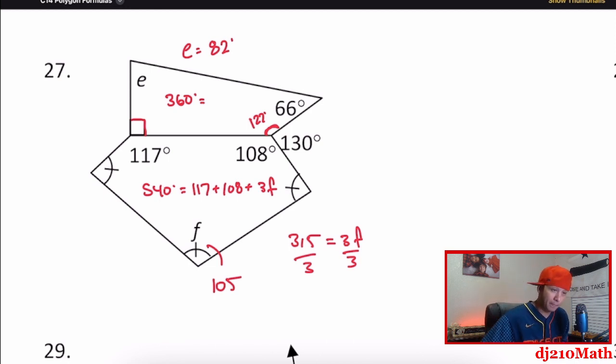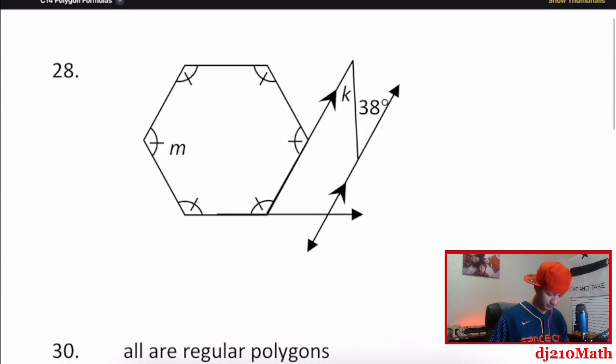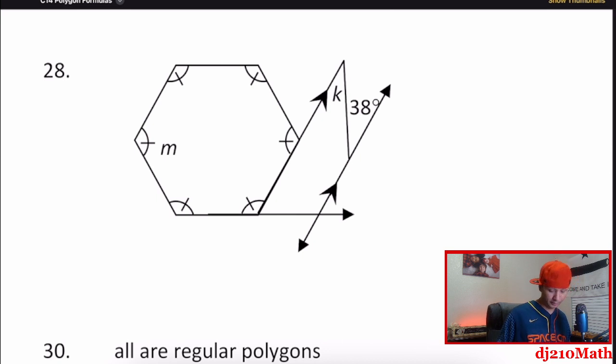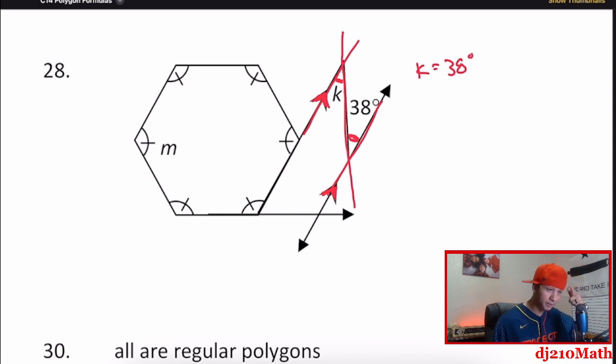I know it went fast, but it's the beauty of the pause button. Okay, K is fun, right? K is fun because we have these arrows that represent that they're parallel. So here are two parallel lines cut by a transversal, and we know that alternate interior angles are congruent. So K is equal to 38 degrees, right? No math involved, just logic. Hopefully that's correct.